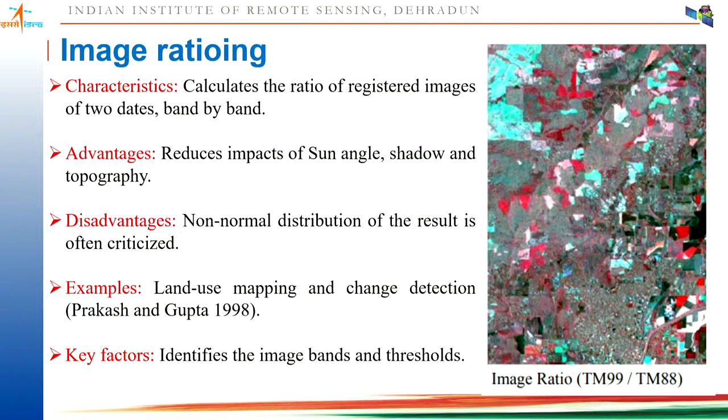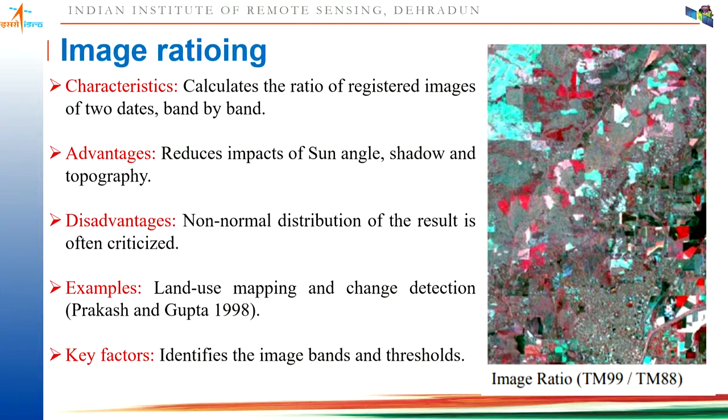Now, next is image ratios. As you must have been told in your image enhancement classes, image ratio is a method by which the effect of sun angle, shadow and topography can be reduced. To reduce this effect, we can calculate the image ratio of the first image and the same image ratio of the second image. Suppose IR divided by R. We calculate it for the pre-date image and for the post-date image. Then we do image differencing of these two ratio images.